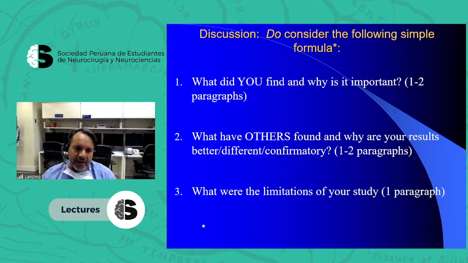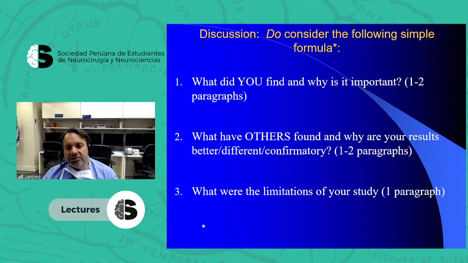And then the last part of the discussion focuses on the limitations. Every study has limitations. And if you are able to critically assess your own results, you should know the limitations of your study, the limitations of your material, better than anybody else.